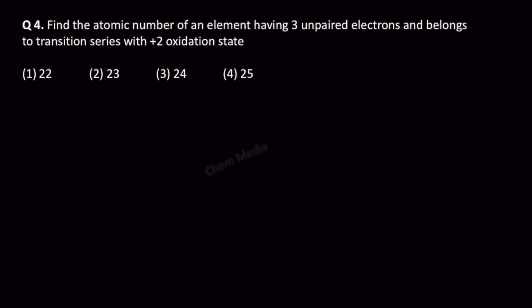Hello everyone, here is a question based on electronic configuration. Find the atomic number of an element having 3 unpaired electrons and belongs to transition series with the +2 oxidation state. We know that in a neutral element, number of protons must be equal to the number of electrons.